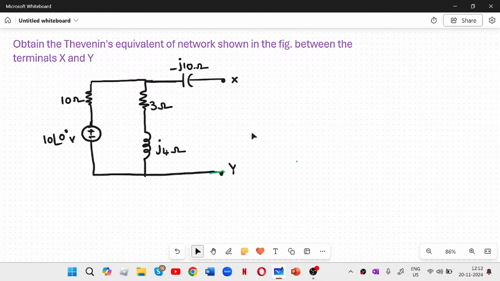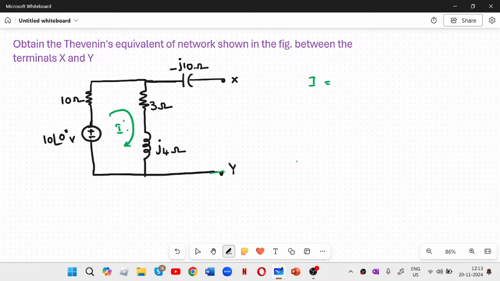As the terminals x and y are open here, this minus j10 ohm, that is the capacitance, will not come into picture here, right? As this is open, there is no current flow in the capacitor. So whatever the total current that is flowing here is only in this first mesh, right? So let us calculate the current here in the mesh. Call this as I. Calculate the current I.